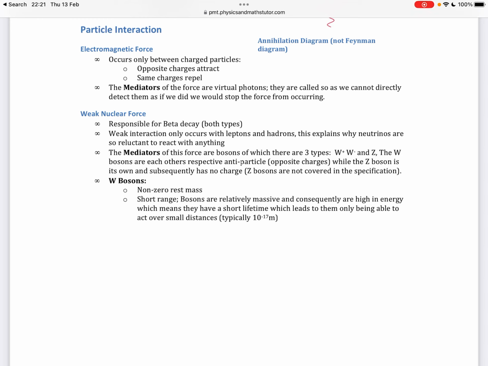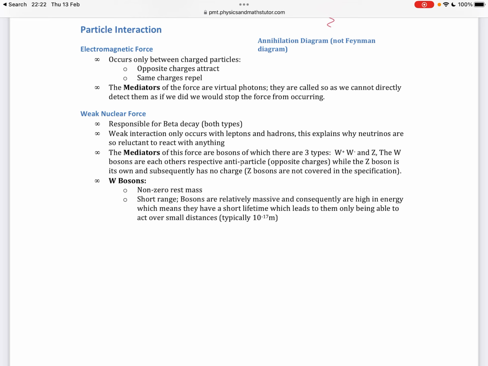We have the electromagnetic force, which occurs only between charged particles, as opposite charges attract and same charges repel. The mediators of the force are virtual photons, and they're called so as we cannot directly detect them, as if we did, we would stop the force from occurring. The weak nuclear force is responsible for beta decay, which has both types, beta positive, the positron, and beta negative. The weak interaction only occurs with leptons and hadrons. This explains why neutrinos are so reluctant to react with anything.